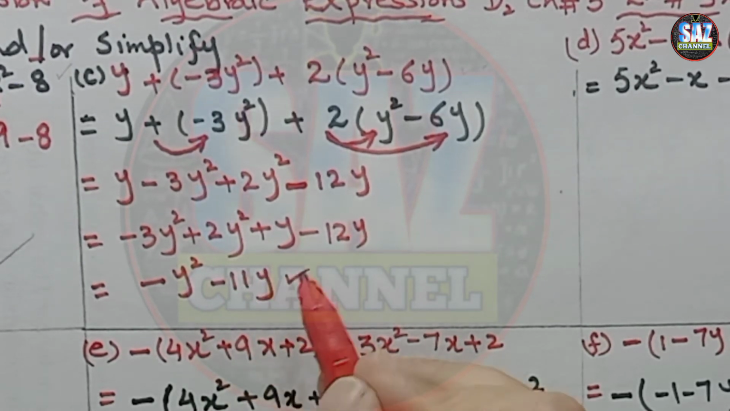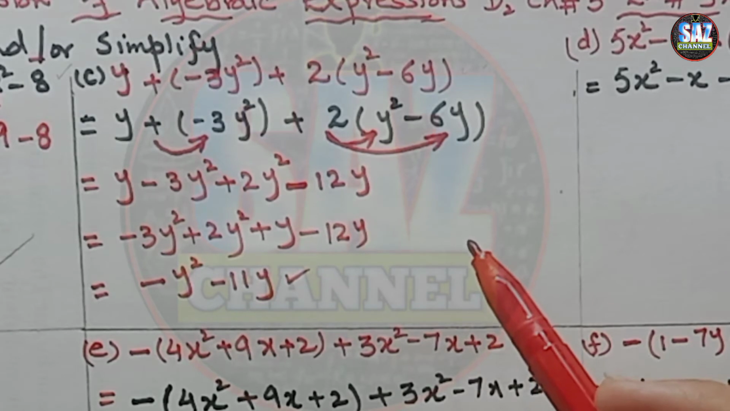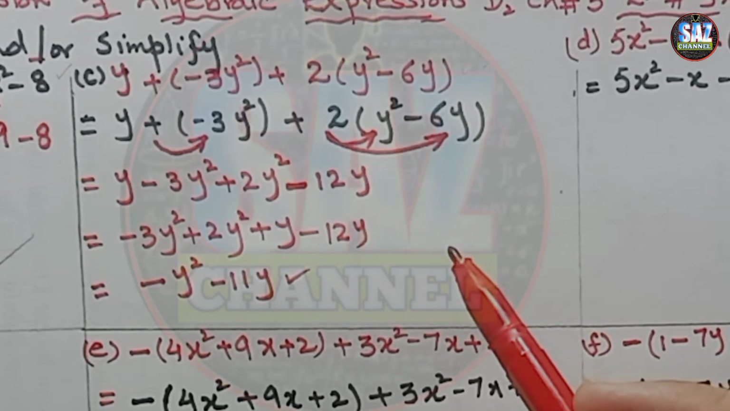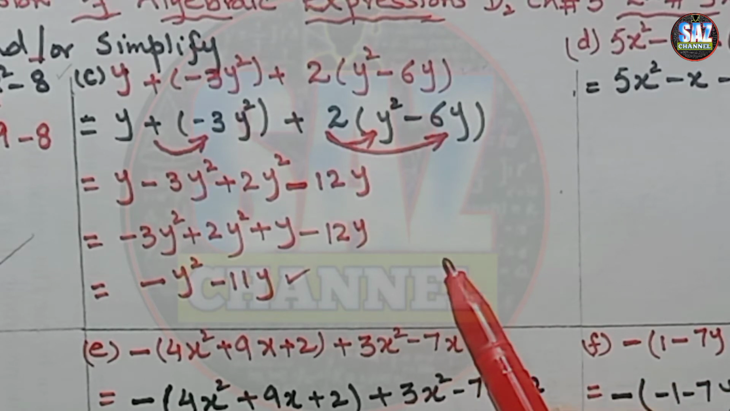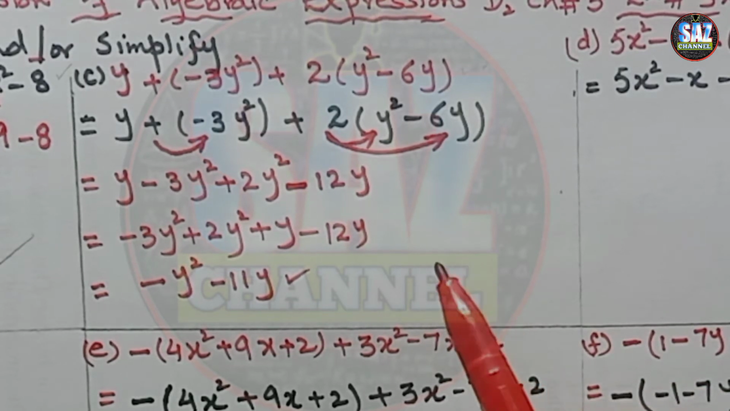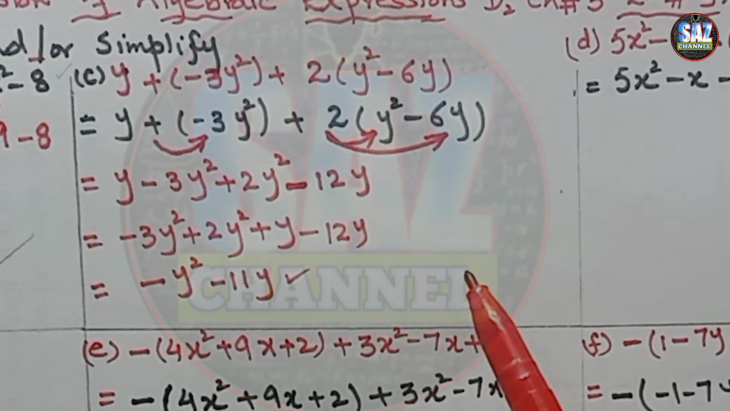I hope you are clear about this question. If you find any difficulty in understanding this question, you have to go back to D1 and try to understand the concept of the integers, how to add or subtract two integers with opposite and same signs, and how to multiply two integers with the same signs and opposite signs.